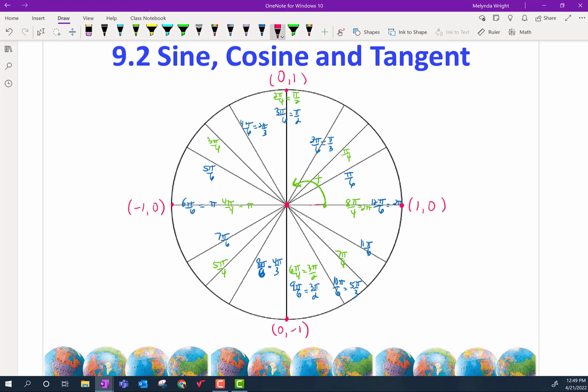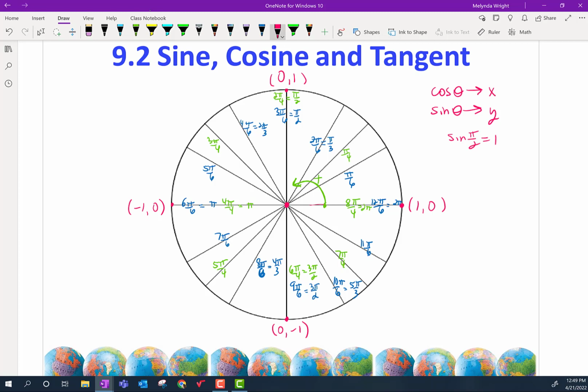So let's reach back at our memory and remember: is cosine associated with the x or the y? Okay, so cosine theta is associated with the x coordinate, and sine theta is associated with the y coordinate. So that's just something to keep in mind. If I asked you what is sine of pi over 2? We see pi over 2 at the top here, and sine of pi over 2 would be the y value, which is 1. So sine of pi over 2 would be 1.